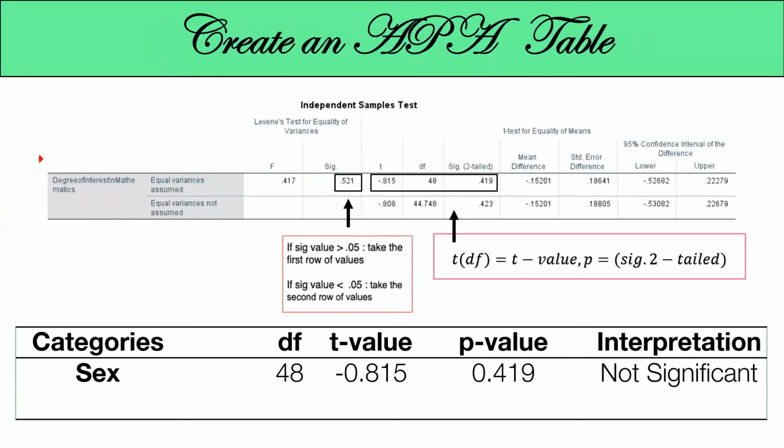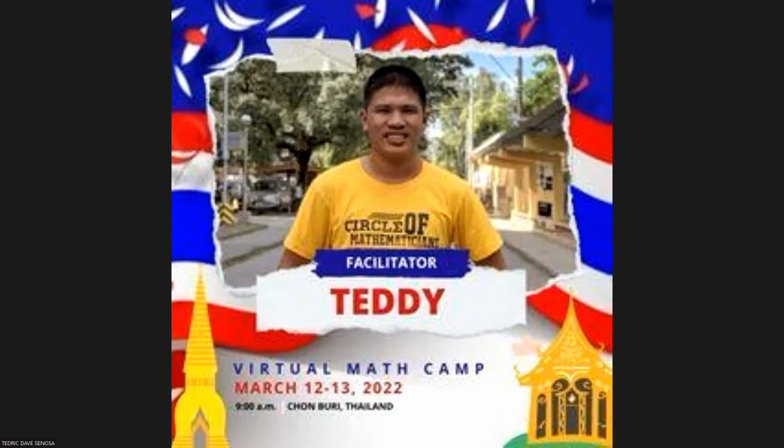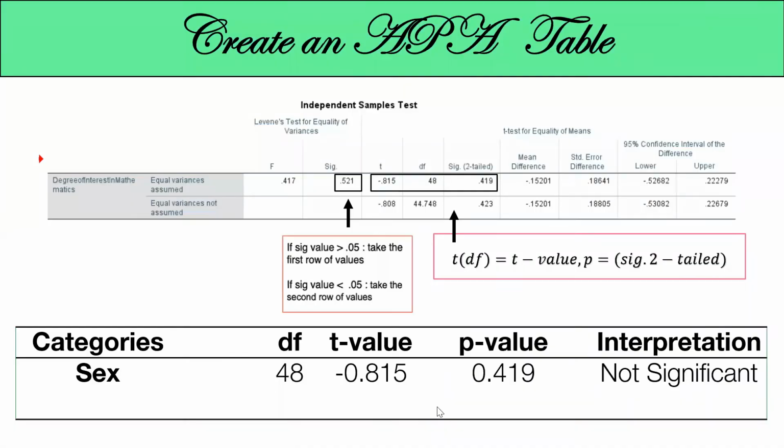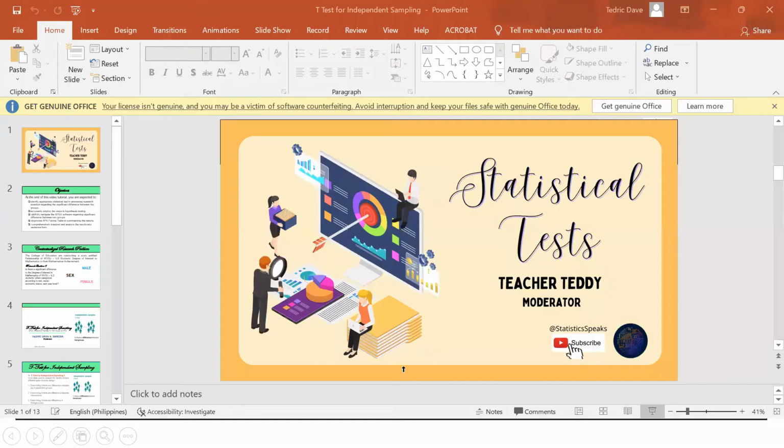So this is the result for our APA format results for our t-test. But before that, I will share with you how to do a t-test. So this is how you do a t-test. I'm going to exit this one.